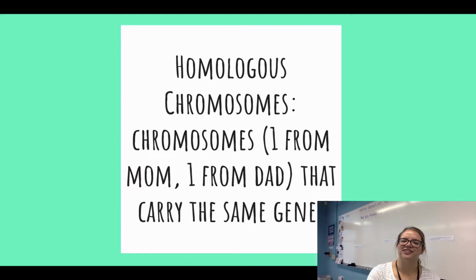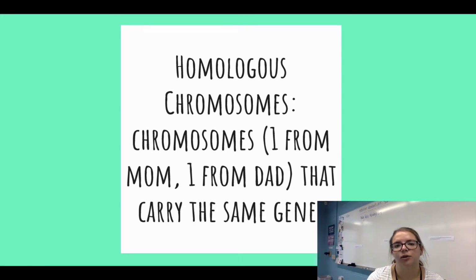Homologous chromosome. This is a word we're going to hear a lot in this video. So a homologous chromosome are the two chromosomes that are the same number, right? So for example, you have a chromosome number 17, right? You have one from mom and you have one from dad. So homologous chromosomes are those two number 17s. Right, so they have the same genes on them. They're just different because they're inherited from a different parent.